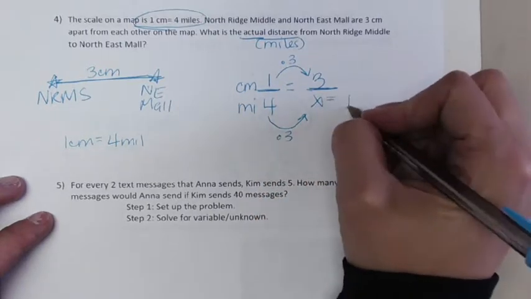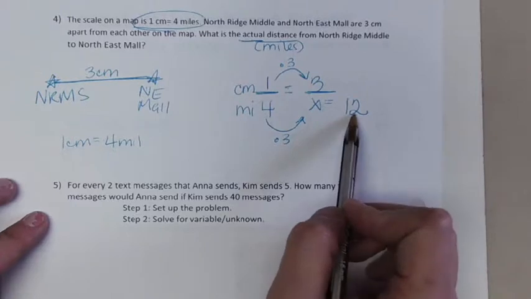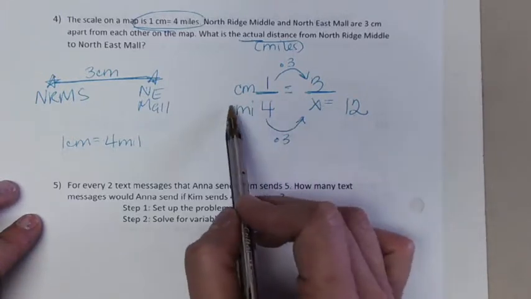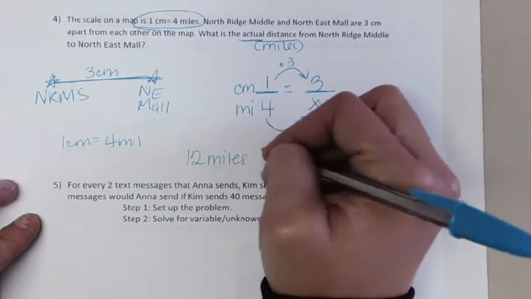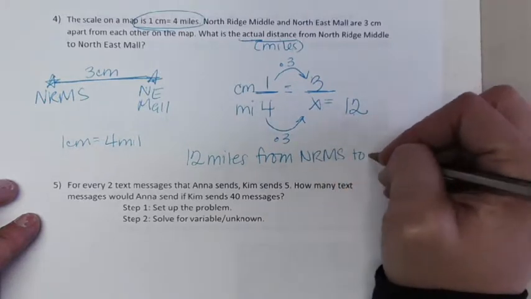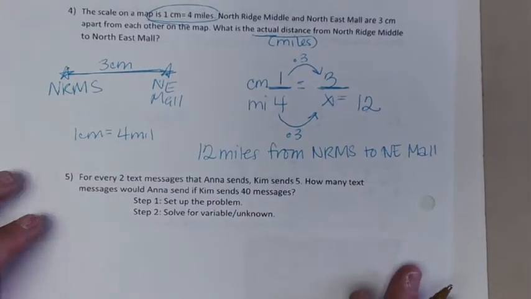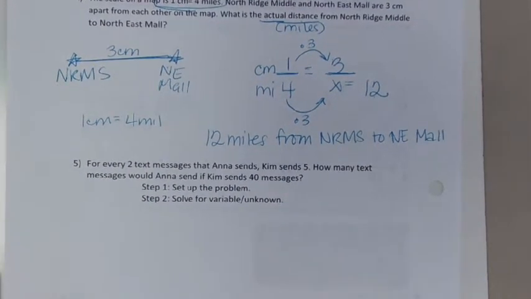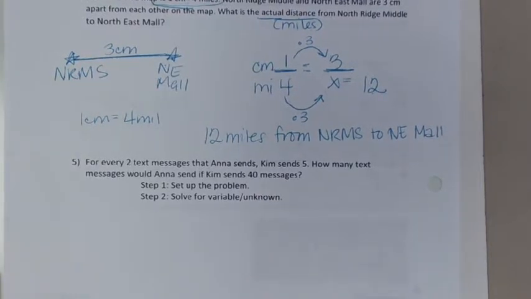So in real life, the distance between Northridge and Northeast Mall is 12 miles. So once again, 12 miles from Northridge Middle School to Northeast Mall. Put some meaning behind your answer. Don't just slop a number down and hope that it's right. Alright, pause it if you need to catch up. Again, if I wrote it down, you should too.